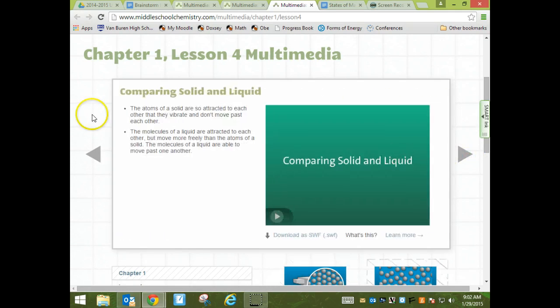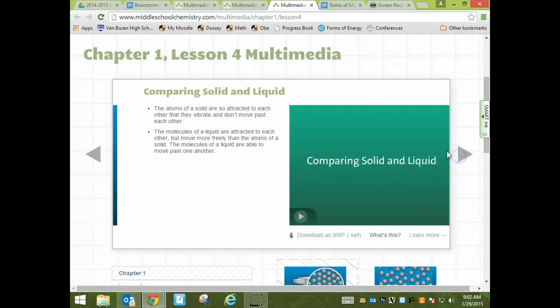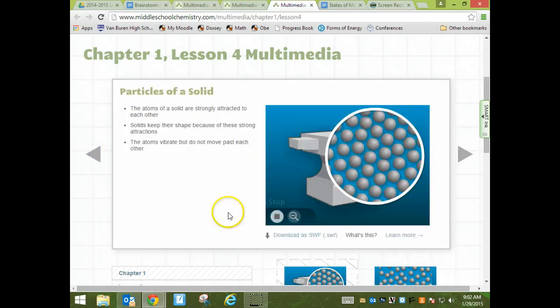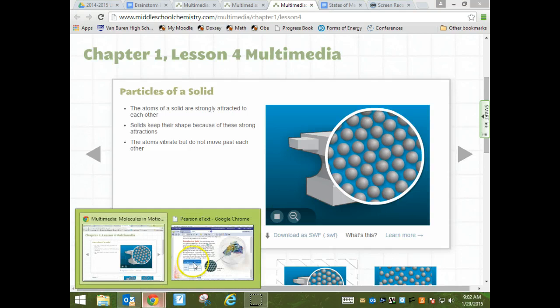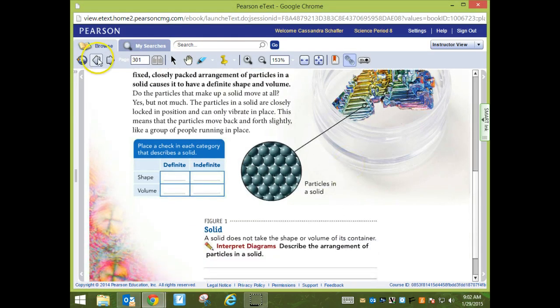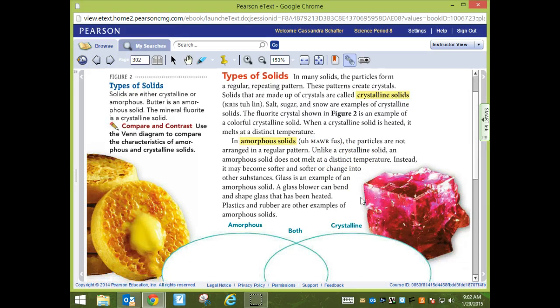And if we continue looking at this, you're just going to see that they're not going to move. We'll take a look at comparing the solid and a liquid in the next section on liquids. So let's head back to our notes. And on our next page, we're going to talk about two different types of solids.